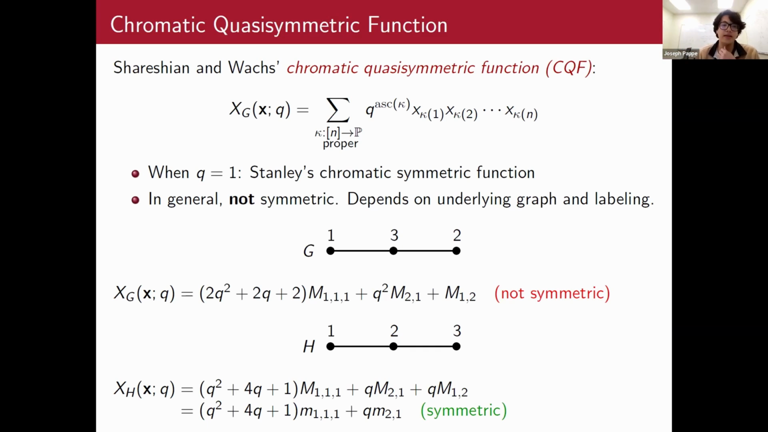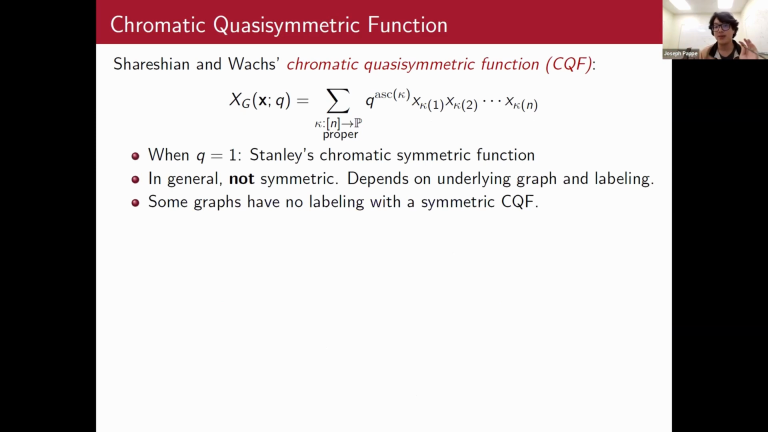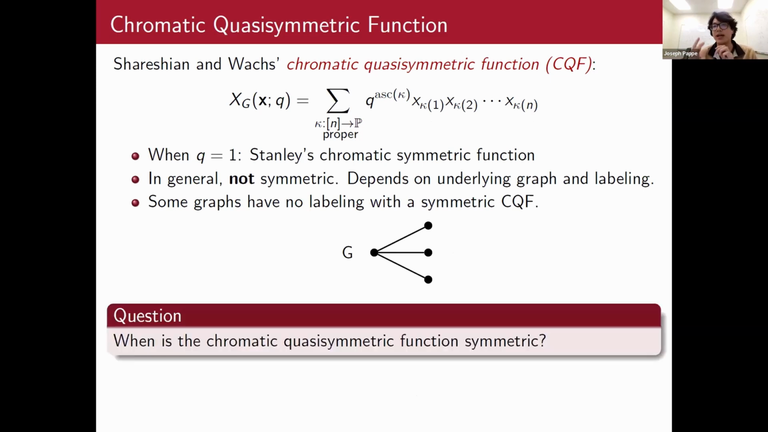Additionally, some graphs have no labeling that gives rise to a symmetric CQF, or chromatic quasi-symmetric function. For instance, with this claw graph, no matter how you assign labels, you're never going to be able to obtain a symmetric CQF. So a natural question arises, which is, when is the chromatic quasi-symmetric function actually symmetric?